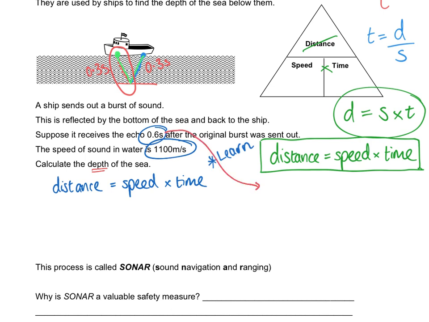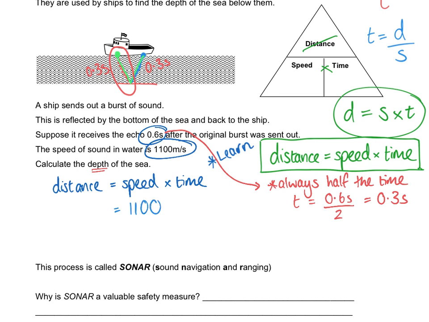So I want you maybe to put a wee line out from that if you can, in a different coloured pen if you had it. You always half the time, or if you'd prefer to write it, divide the time by 2. So the time taken for the sound to go from the boat to the bottom of the sea, time equals 0.6 seconds divided by 2, or taking half of it, which equals 0.3 seconds. So we're just using half the time. So then let's complete our calculation. The speed we've been given as 1100 metres per second, and you can see that's in matching units because our time is in seconds and our speed is in metres per second.